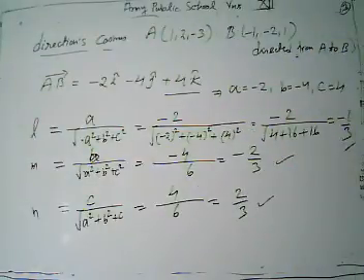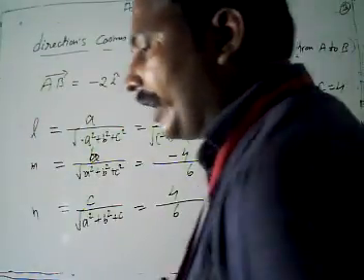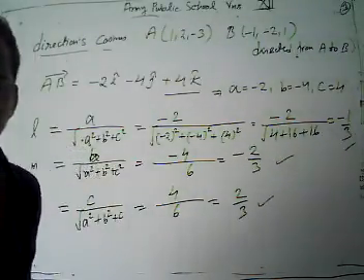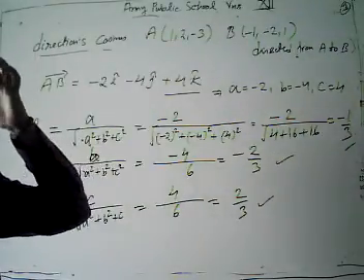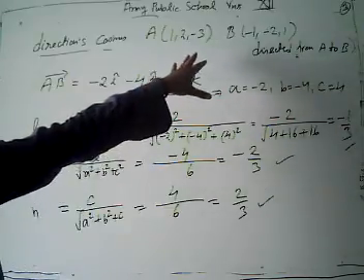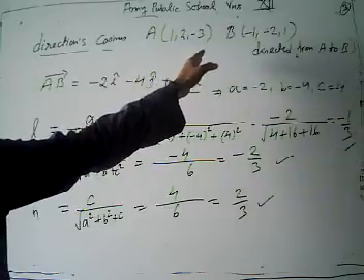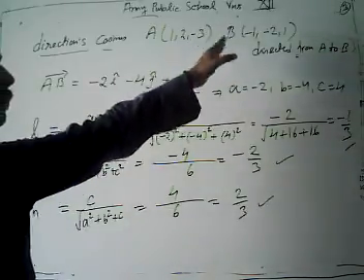We get our direction cosines. Again, how can we get our direction cosines? We are given a line directed from A to B, and the position vectors of A and B are given there. A is (1, 2, -3), B is (-1, -2, 1).